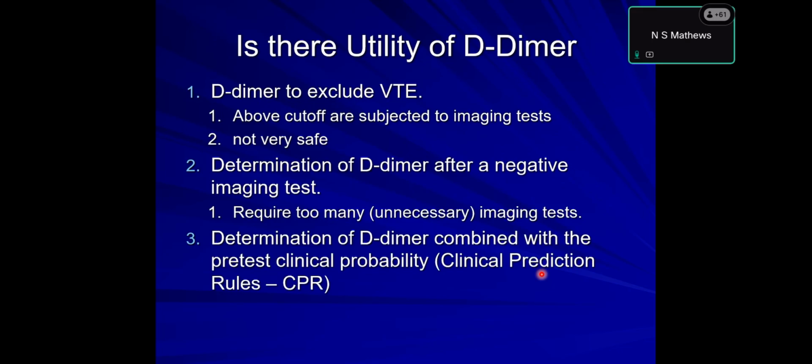So what is the utility of D-dimer? It can be used to exclude a venous thromboembolism. Once you have D-dimer above a particular cutoff, those patients may be subject to imaging testing. The other thing is, if you use D-dimer alone, it may not be very safe in the sense you might miss some cases which have not yet reached that level.